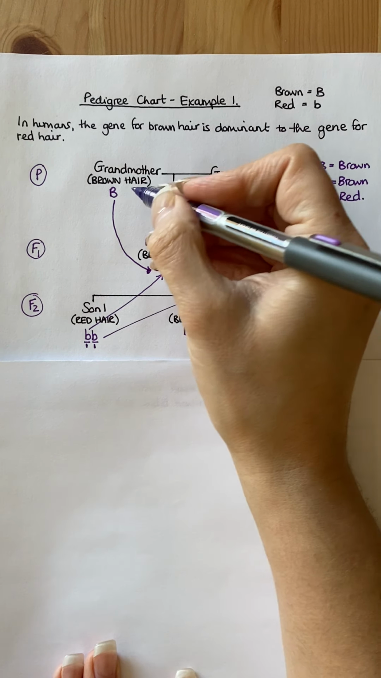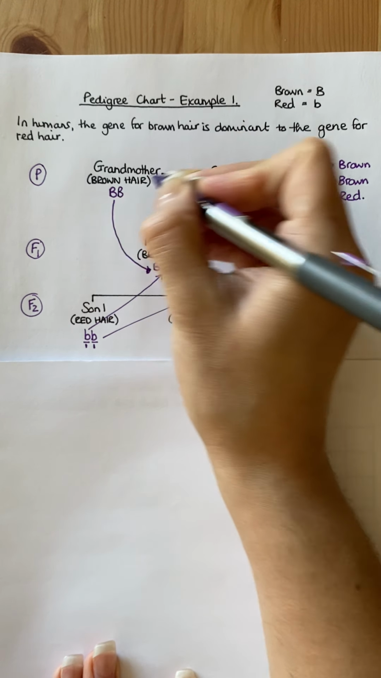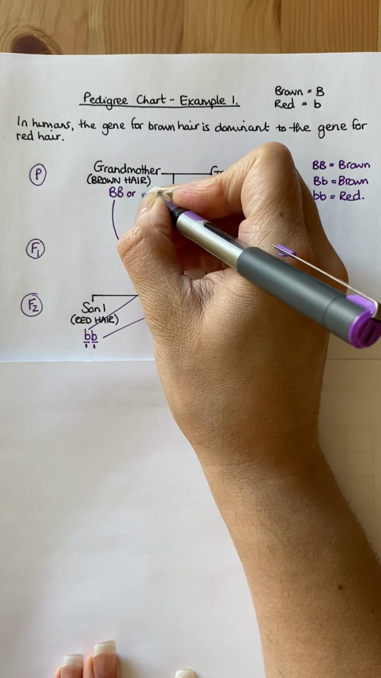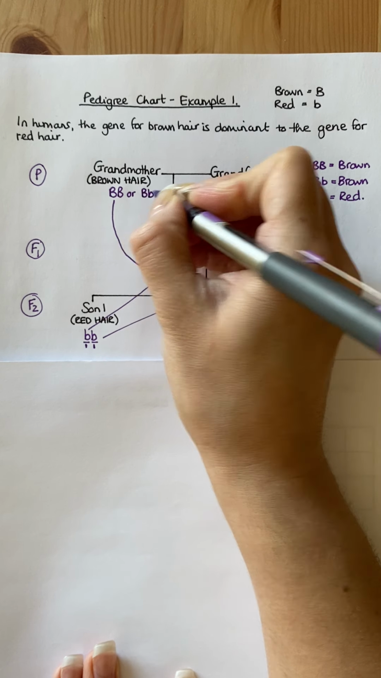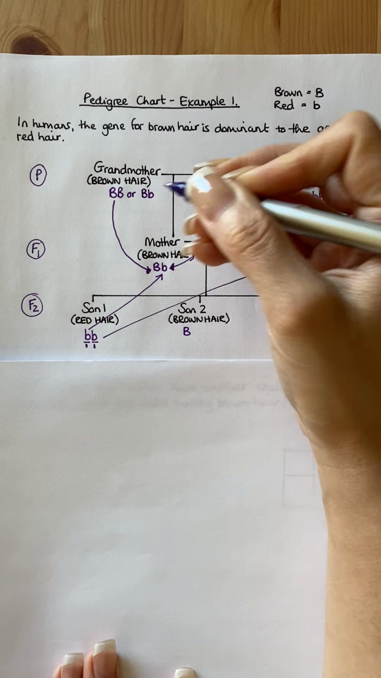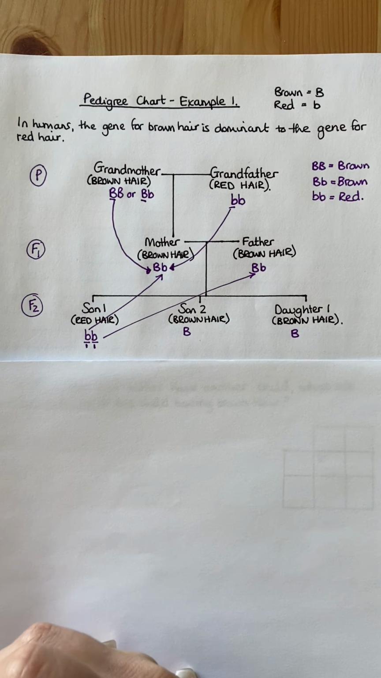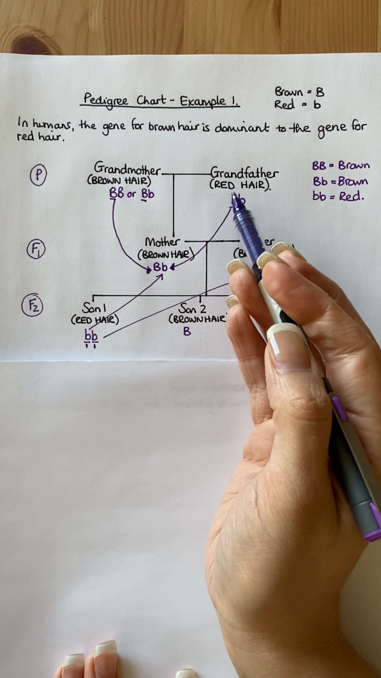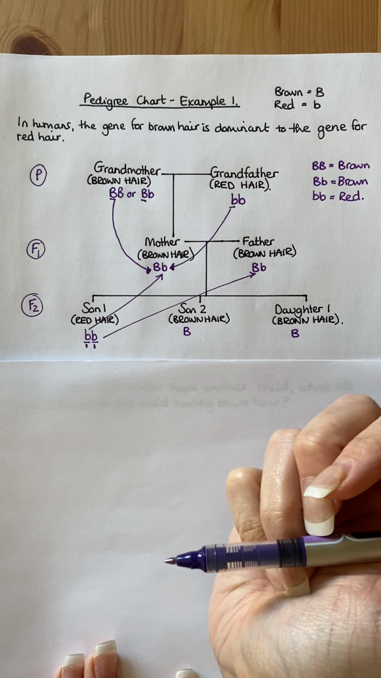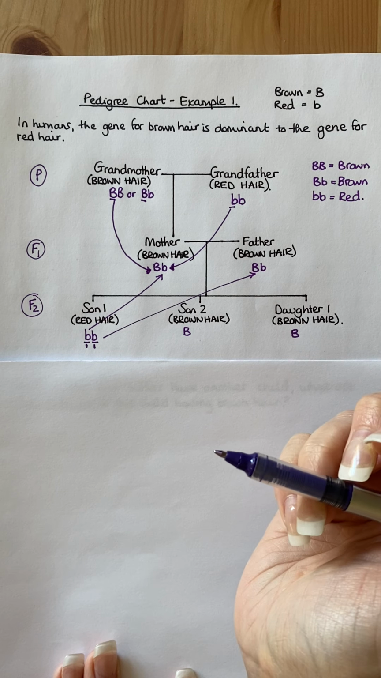Now at this point we can't tell whether the grandmother is 2 capital B's or whether the grandmother is heterozygous, because she could have given a dominant allele from here or a dominant allele from here. We have no way of knowing. Now if the grandmother and the grandfather had more children, we would be able to figure that out depending on what the children's phenotype and genotype was.